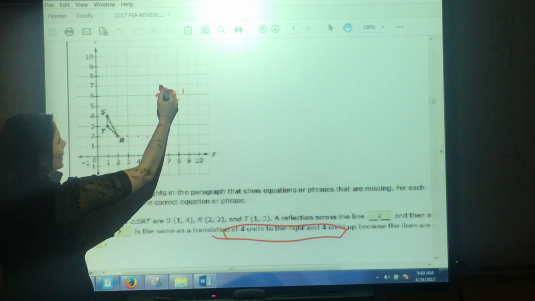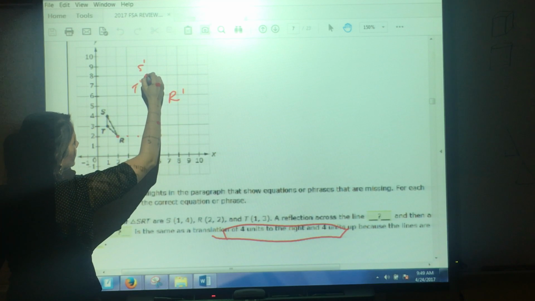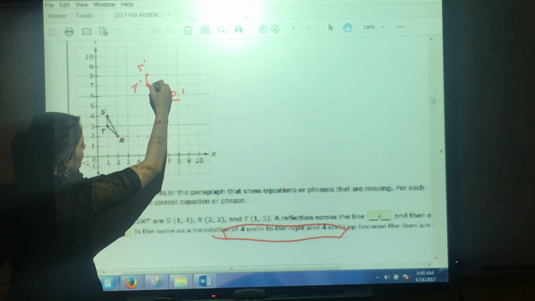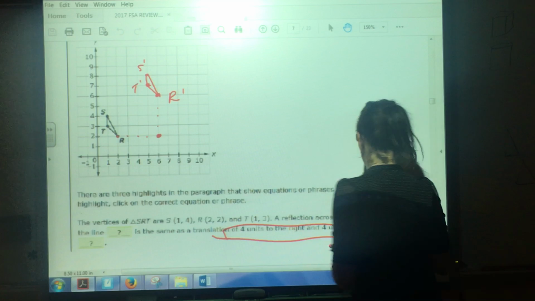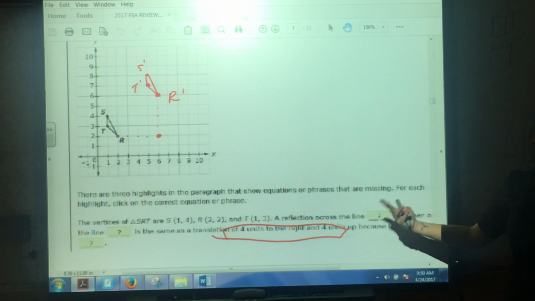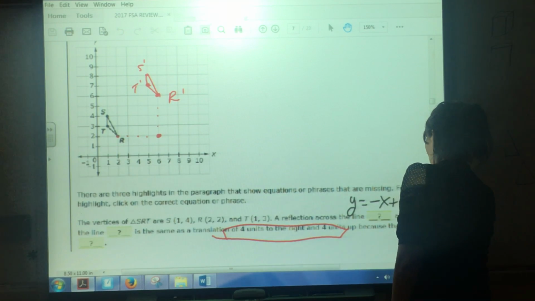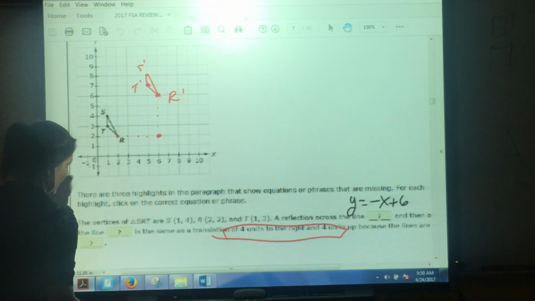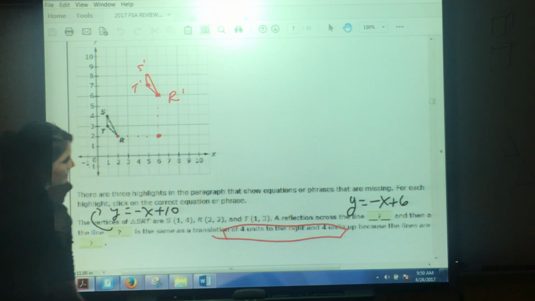So T prime is 1 up and to the left, and S prime is just 1 up. That's where we're going to end up. When you click on this, equations are going to drop down, right? So this one here is y is equal to negative x plus 6, and this one here is y is equal to negative x plus 10.